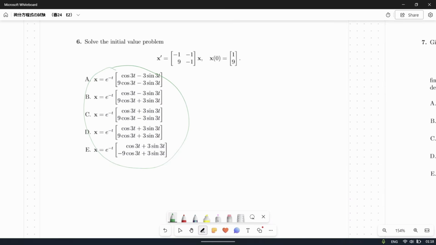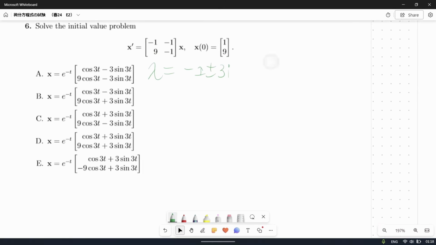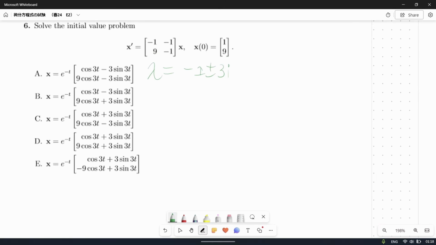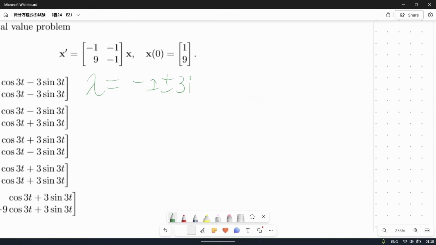And so from looking at these answer choices, we can deduce that the eigenvalue that was used here is going to be lambda equal to negative 1 plus or minus 3i. And now if you're still not convinced just by looking at this, you can still find the eigenvalues by just doing the normal computation. So I'll do just that.